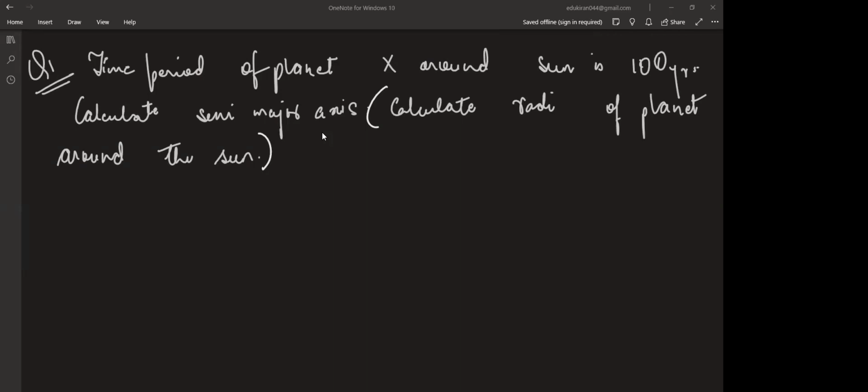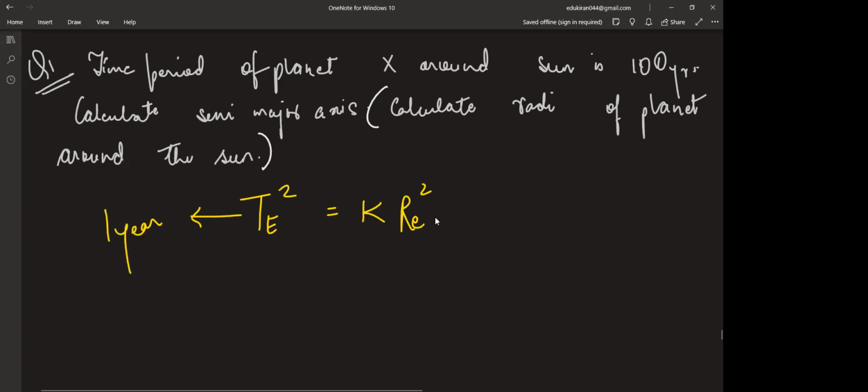Now see, you know one thing, that the time period of Earth you know, and the radius of Earth you know. So you can write T_E square is equal to K R_E square. That is the time period of revolution of Earth around the sun. What is it? One revolution time period. It's 1 year.